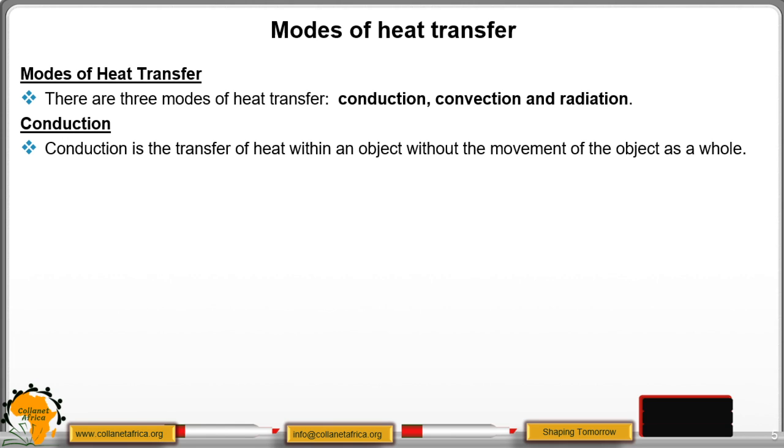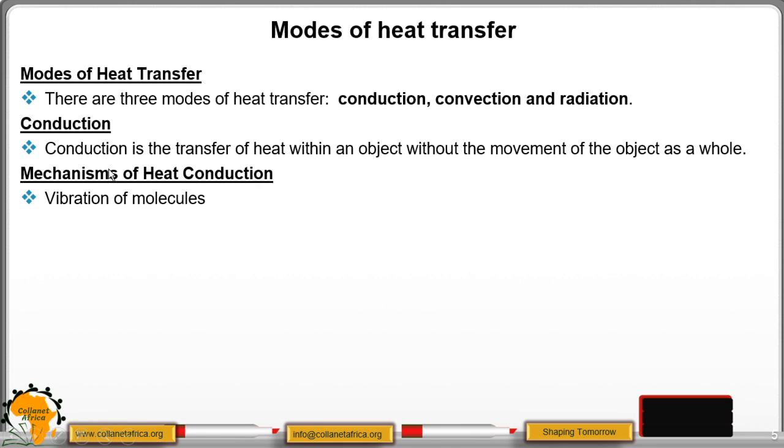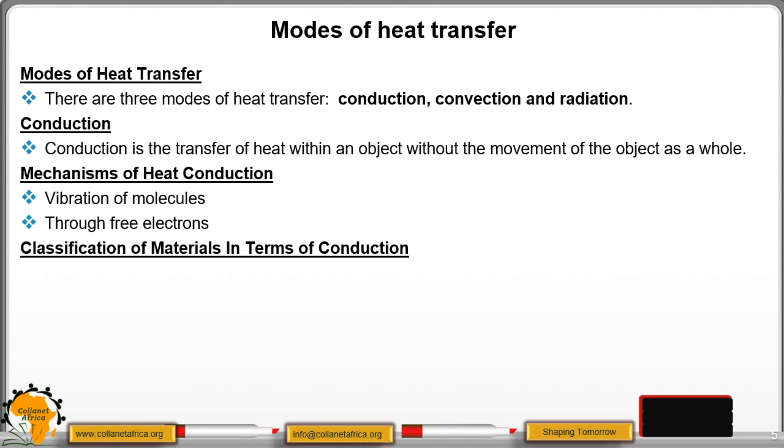That is, if you are heating a spoon on one end, that heat is conducted to the other end of the spoon without the particles of the spoon moving. That is where we are saying that there is heat transfer within an object, but that object is not moving as a whole. And this is made possible due to, one, vibration of molecules or atoms, and then through free electrons.